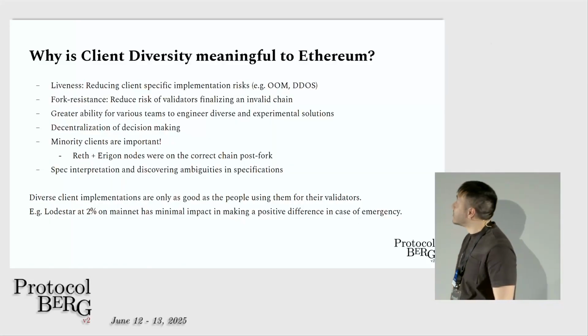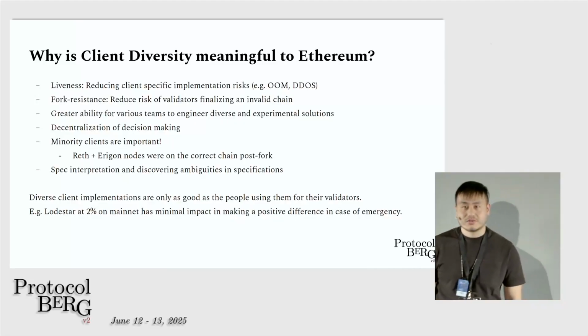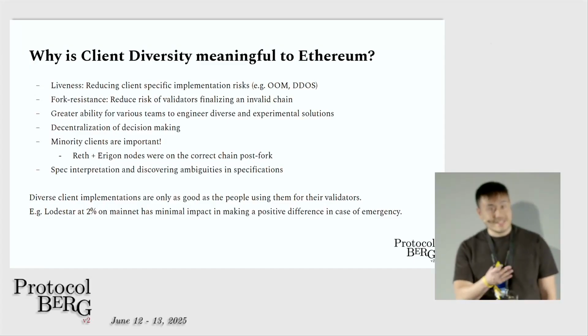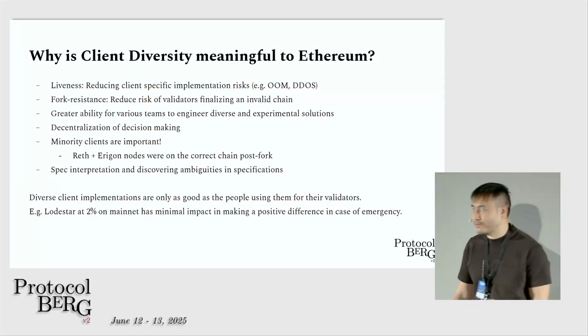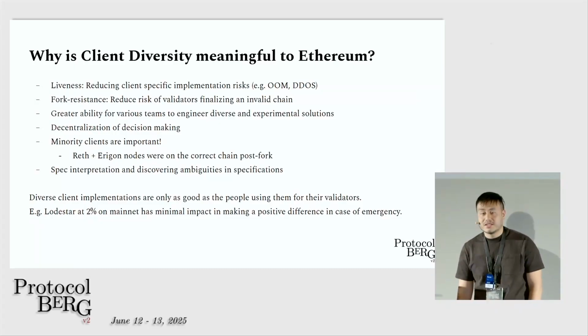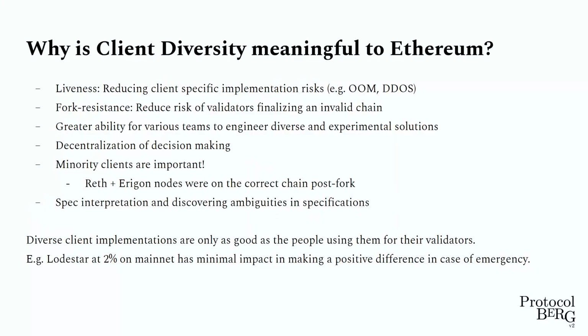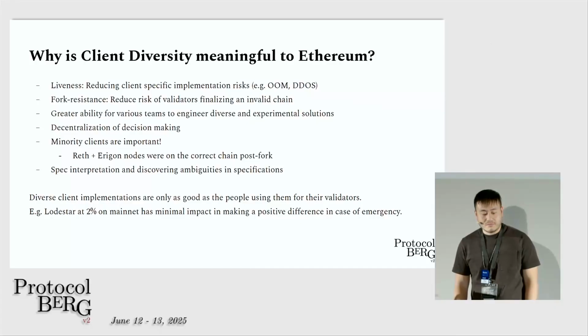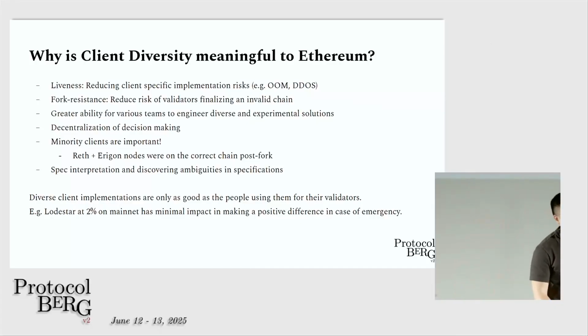Okay, so next up, why is client diversity meaningful to Ethereum, and why does it matter here? Well, as you can see, liveness. For a period of time, it was quite unusable, if usable at all. By reducing client-specific implementation risks, we'll go a little further in depth about some of the other clients and what may have happened to them on Holesky, but bad things like out of memory, DDoS, and of course that kind of stuff leads to very bad outcomes on the network. Fork resistance, of course, reducing the risk of the validators finalizing that invalid chain as well.